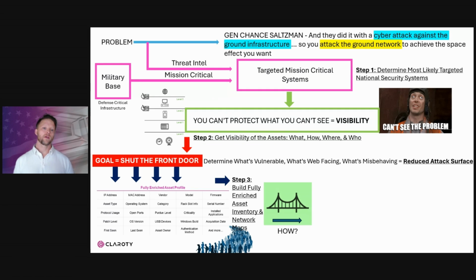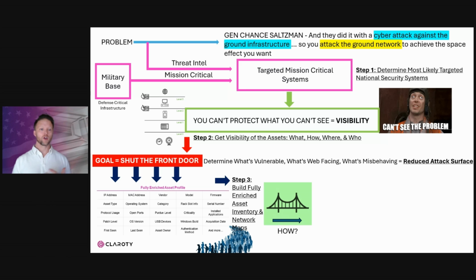And then once you've determined what your goal is, right? Because you always have the goal of getting visibility, but visibility for what? The goal in this case is to shut the front door, so reduce the attack surface for the specific assets that are on that network, right? Are those assets reaching out and touching the internet? Are they vulnerable to some sort of attack, right?